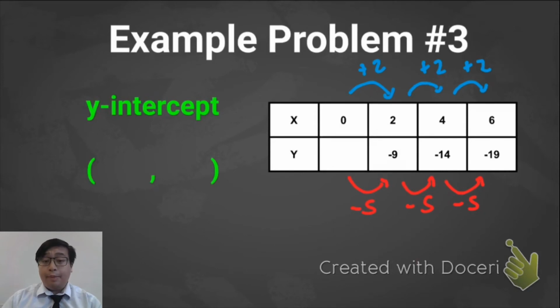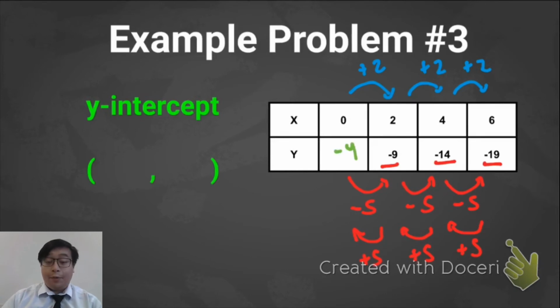Now, another way of thinking about finding the y-intercept is going in the opposite direction. So I know that going from left to right, I'm subtracting 5 each time. But what if I want to go in the opposite direction? What if I drew the arrows going this way? If I'm going in the opposite direction, I need to ask myself, what's the opposite of subtracting 5? Well, the opposite of subtraction is going to be addition. So these arrows are going to be plus 5. And that kind of makes sense, right? Negative 19 plus 5 is negative 14. Negative 14 plus 5 is negative 9. So to find my y-intercept, negative 9 plus 5 is going to be negative 4. So my y-intercept is going to be (0, negative 4).